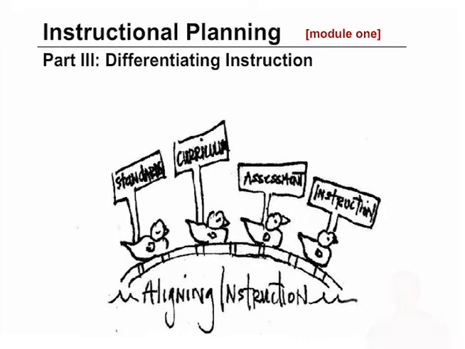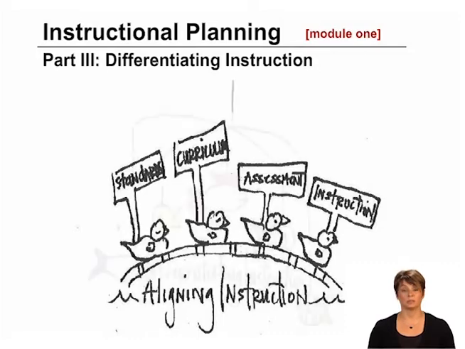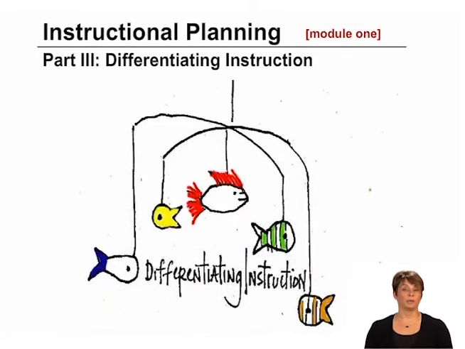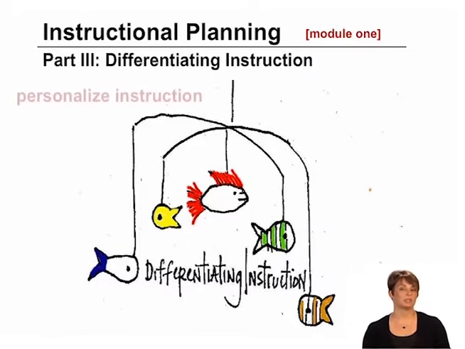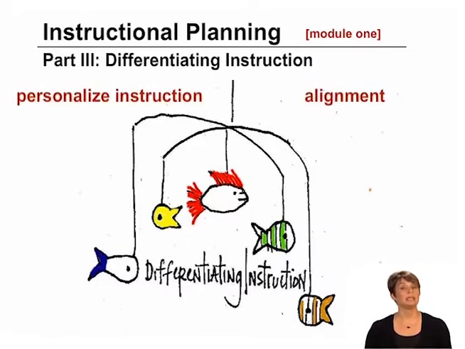In Part 2, we aligned instruction, which focused on the collaborative development of units of instruction and related assessments in our instructional teams. Now, in Part 3, we are going to use student learning data to personalize instruction and, building from what we learned in aligning instruction, continue working toward alignment, constantly making sure that what we teach is aligned with what is assessed.